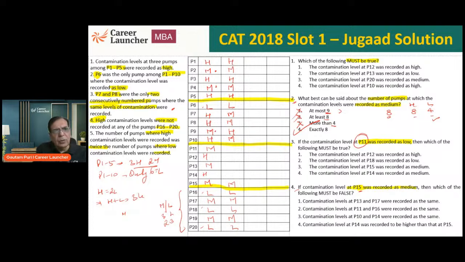So should I count high? No, I don't need to because अगर 4 लो है 8 मीडियम है तो बाकी 8 हाई तो होंगे ना. चेक करना फिर भी कर लेते हैं. 1, 2, 3, 4, 5, 6, 7, 8.